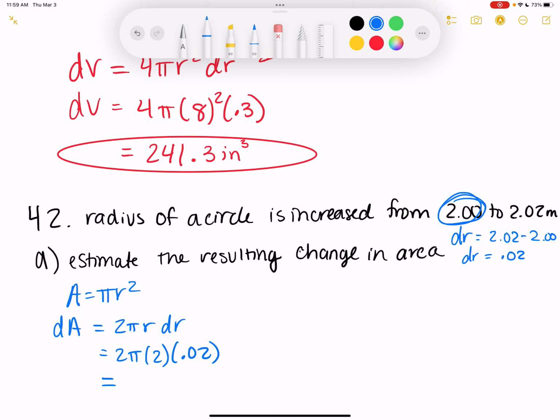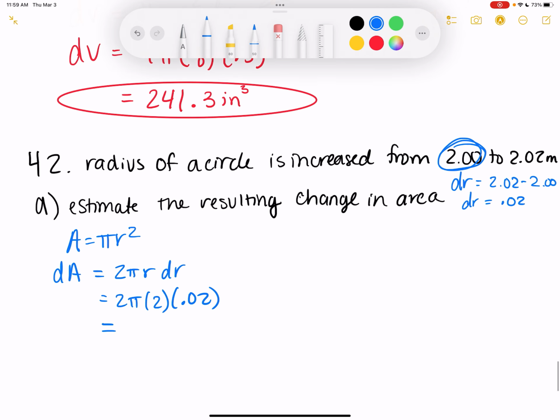So the change in area is what? I don't care if you multiply the pi through or if you don't, it doesn't matter to me. 0.08 pi, and the book tells me that that is equal to 0.2513, just in case you're so inclined to care.